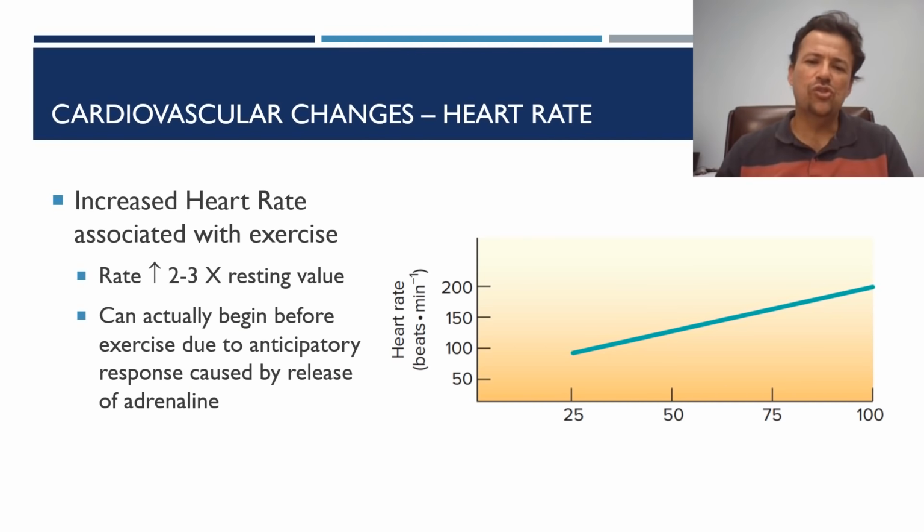So we've seen that stroke volume increases to a maximum, but the heart rate will keep increasing until you reach close to your VO2 max. And it can actually lead to a heart rate that can be up to 2 or 3 times greater than your resting value.